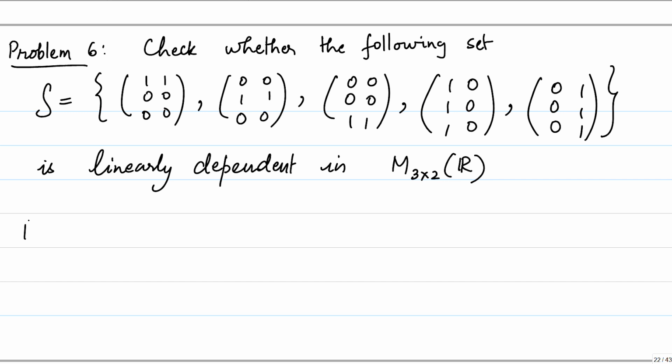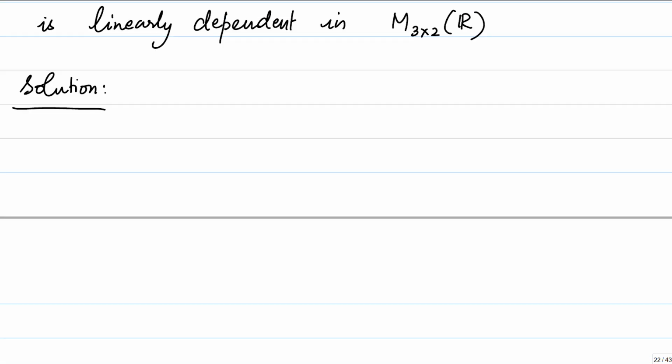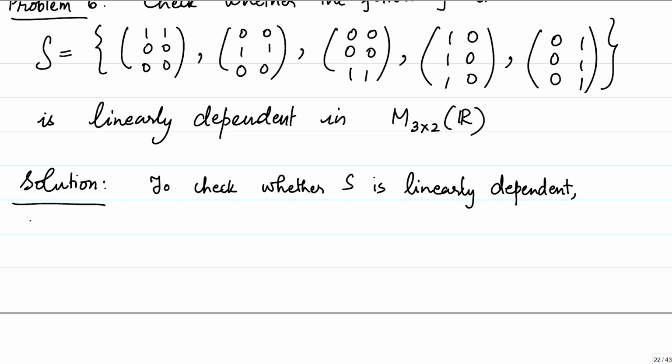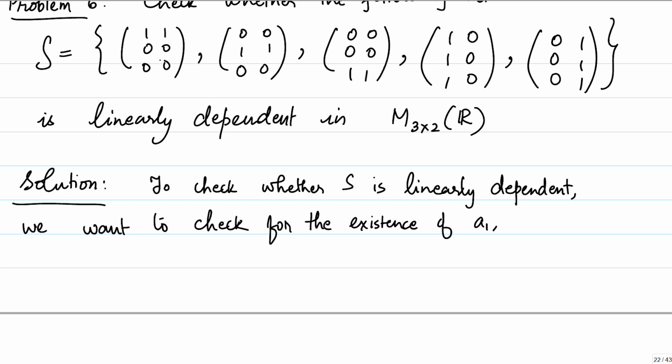Okay, so solution. What do we need to do to check whether a given set is linearly independent or not? We should check for whether there exists a linear combination of it which is equal to 0. So to check whether S is linearly dependent or independent, either way, we want to check for the existence of scalars A1, A2, how many are there? 1, 2, 3, 4, 5.